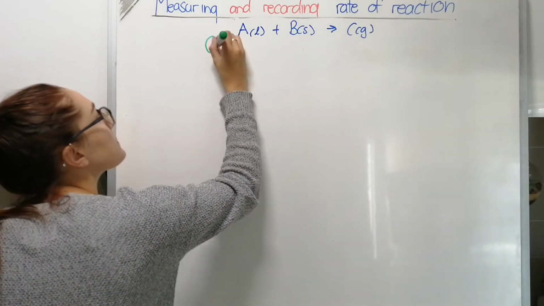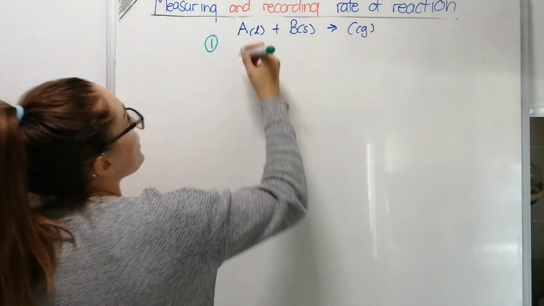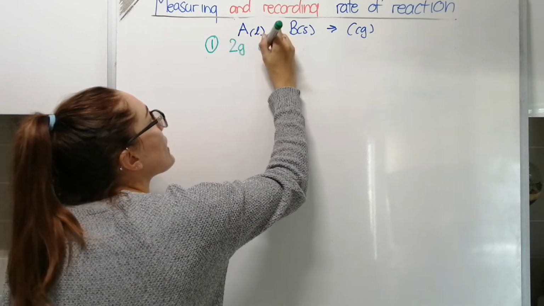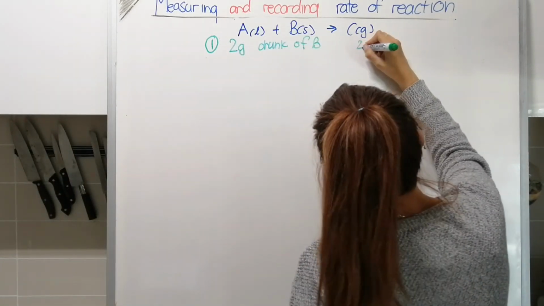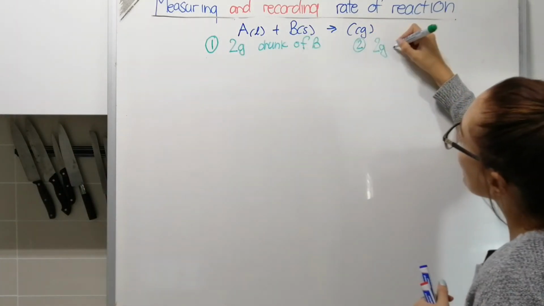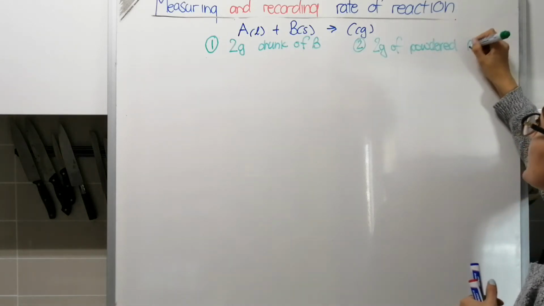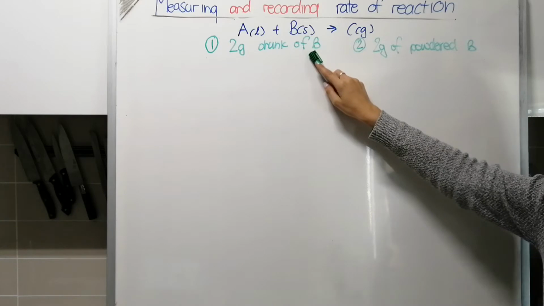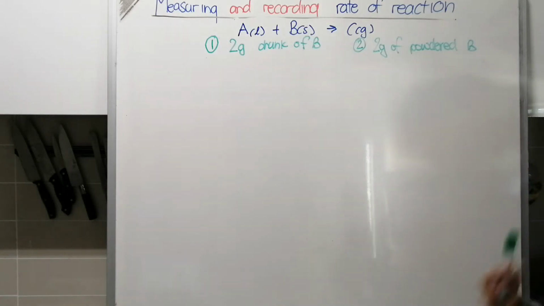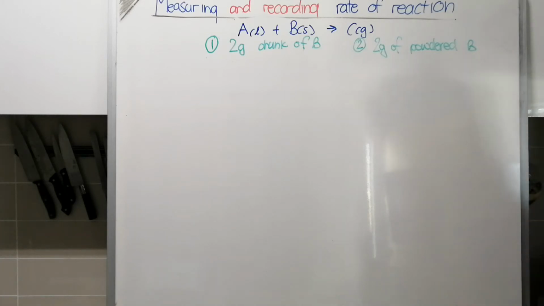Experiment 1, let's use a 2-gram chunk of B. And for experiment 2, we're going to use 2 grams of powdered B. Immediately you should be looking at this and saying, we know exactly what's going to happen. In reaction 1, we're going to have a slower rate of reaction because in reaction 2, we've increased the surface area of our reactant. This is what you did yesterday, looking at the factors that affect rate of reaction.